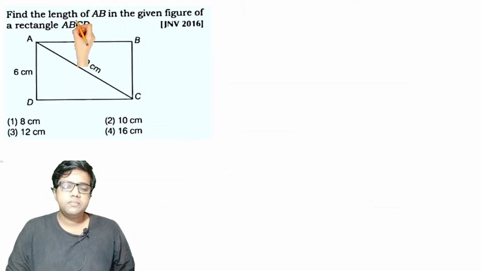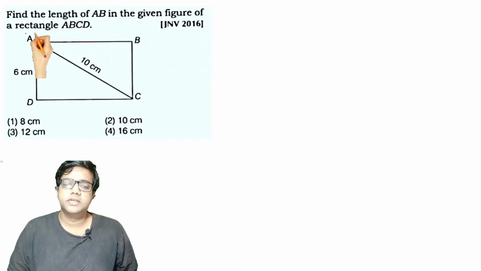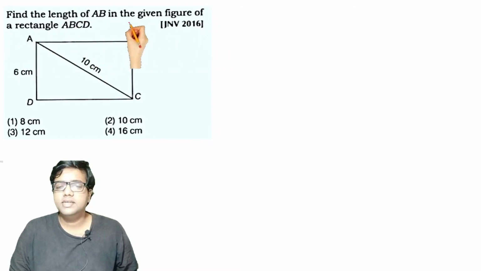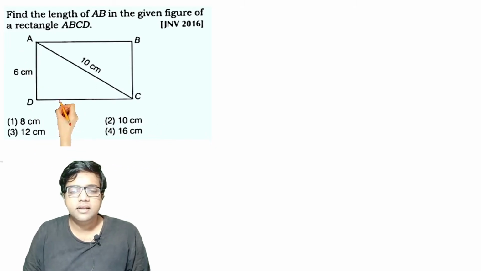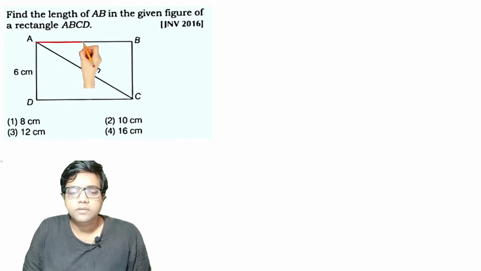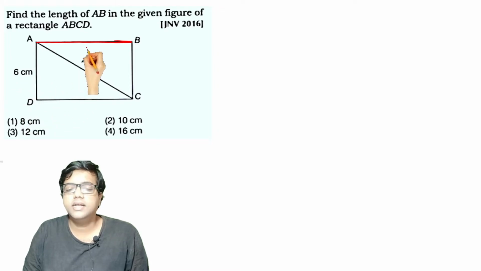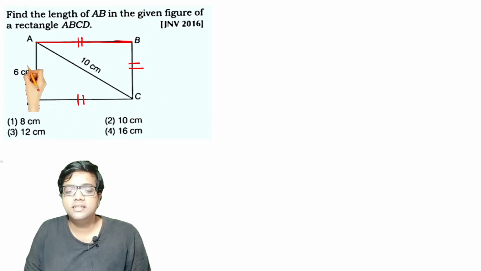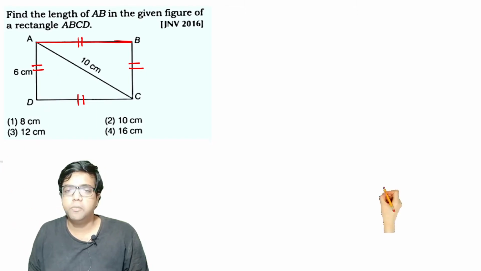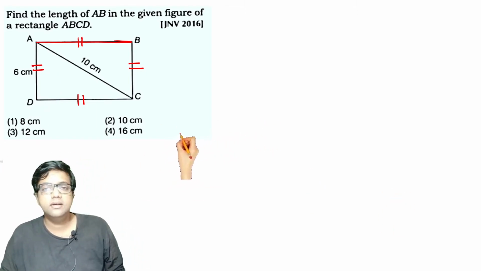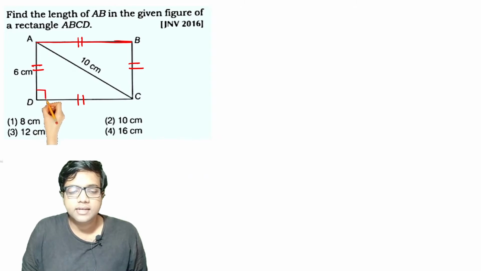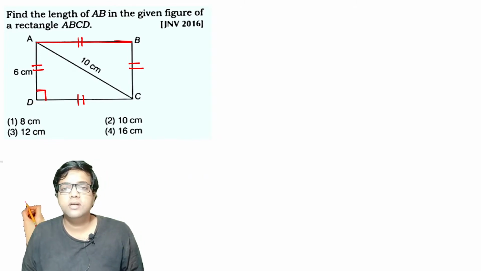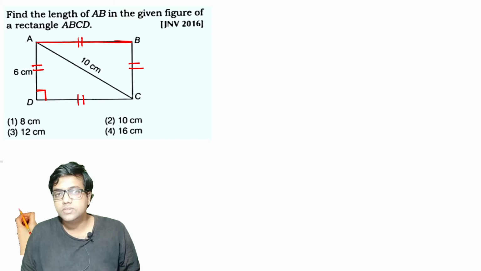Find the length of AB in the given figure of a rectangle ABCD. We need to find the length of AB, and this is a rectangle. So AB is equal to DC, and AD is equal to BC, because opposite sides of the rectangle are equal. And it is a right angle triangle here, so you can always apply the Pythagoras theorem.